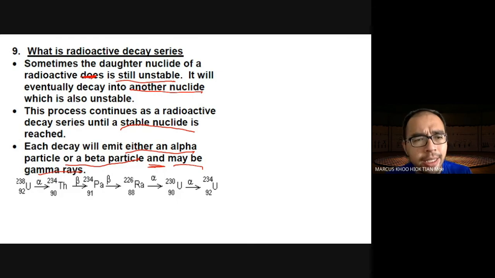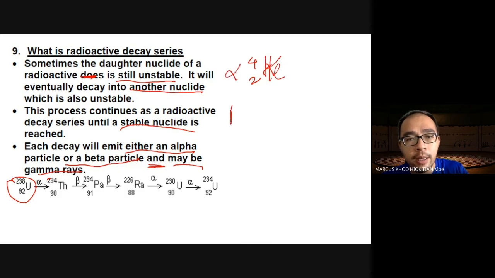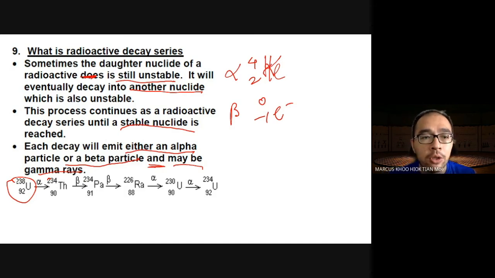So originally it is uranium-238. Alpha decay becomes thorium-234. Remember, just to remind you, alpha is 4, 2. Beta is electron 0, -1. So do the math lah. 238 because it's alpha, tolak 4, tolak 2. Beta is tambah kosong, tambah 1. So it becomes this. Also unstable. Another beta.